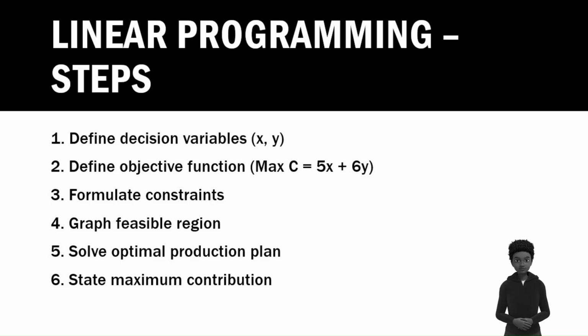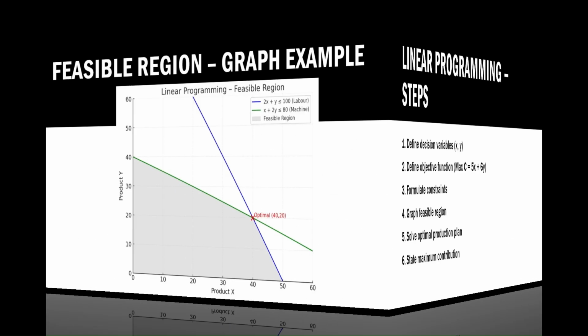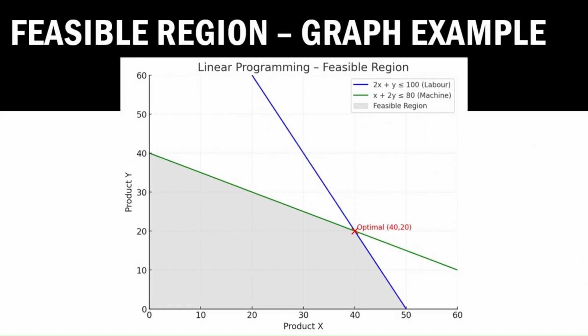Finally, answer the question by calculating the maximum contribution or profit. Feasible region graph. Here's what the graph looks like. The blue line represents the labor constraint and the green line represents the machine constraint. The shaded gray area is the feasible region. This is where all constraints are satisfied.